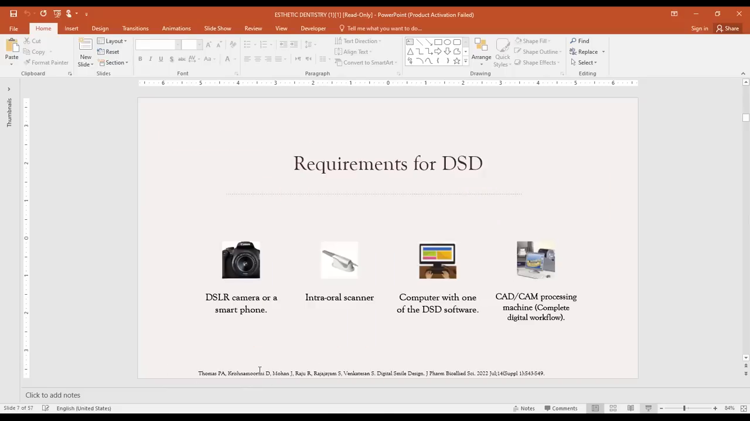The photographs are very beautiful. And how do you get digital smile design? How do you capture? These are for capture, these are for processing, and this is for outcome. So just add here that these are capture devices.